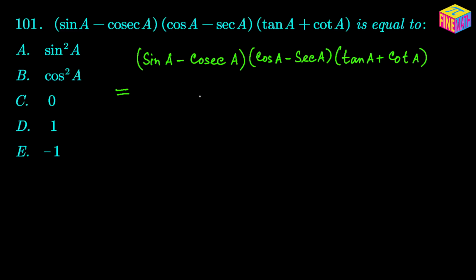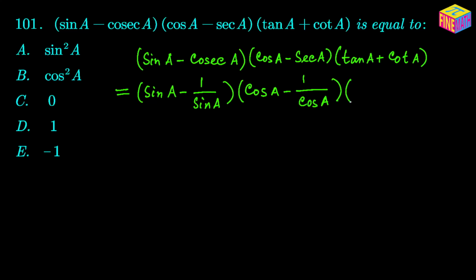In the first factor, can we replace cosecant of A by 1 over sine of A, because cosecant is a reciprocal of sine? So we can write it like this. And then similarly in the second factor, can we write secant of A as 1 over cosine of A? And then in the third factor, we are going to write tangent of A as sine of A over cosine of A, and cotangent of A can be written as cosine of A over sine of A.